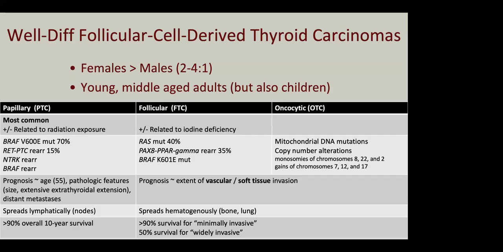Papillary is, of course, going to invade your lymph nodes. It's going to spread to your level 6 and lateral neck nodes. However, prognosis is very good, even in the presence of lymph node mets. However, follicular and oncocytic, they tend to get into vessels. They travel to your bone, your lung, your brain, your liver. These are much poorer prognoses because this is now a systemic rather than a local regional disease.